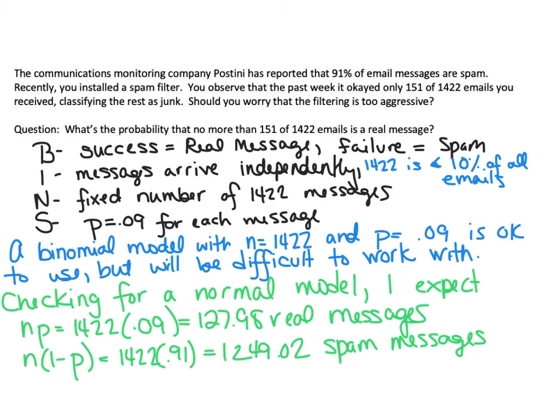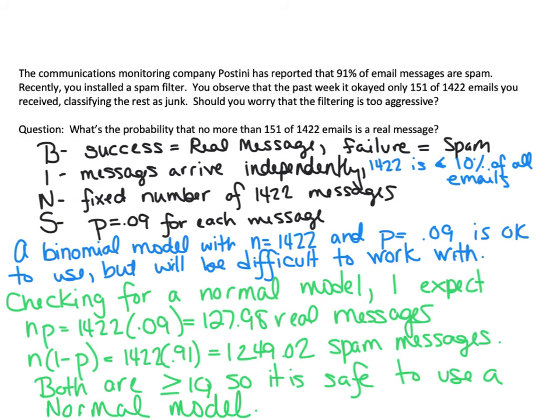So checking for a normal model, I'm showing my large counts condition. I expect n times p, which would be 1422 times 0.09. I'd expect 127.98 real messages, and that's greater than 10. And here is my number of failures, 1,294.02 spam messages. So since both are greater than or equal to 10, it's safe to use a normal model.